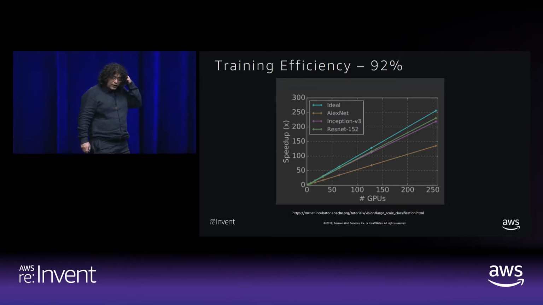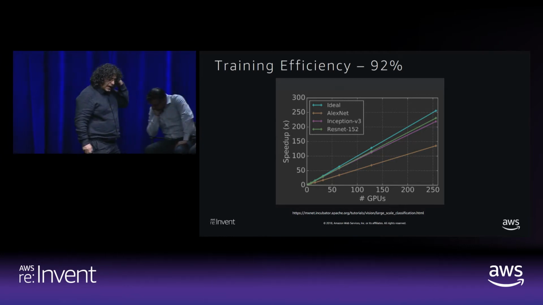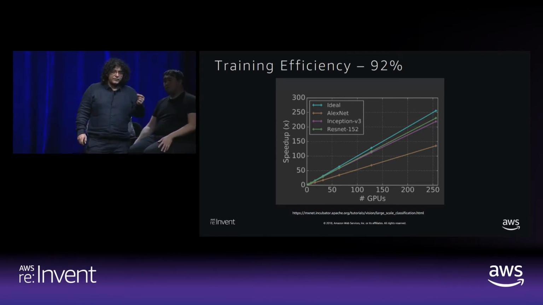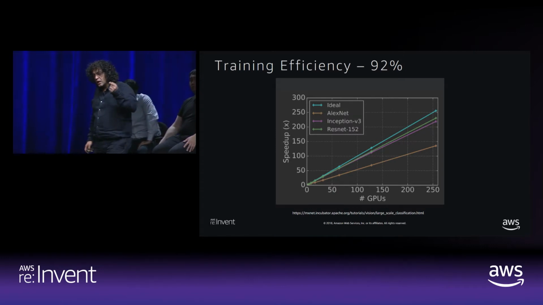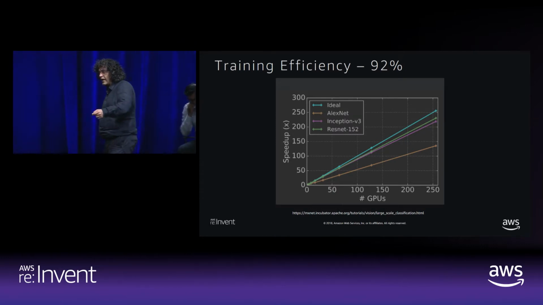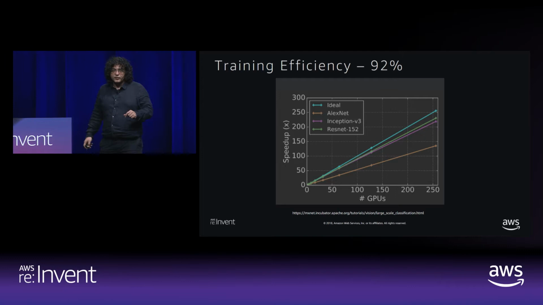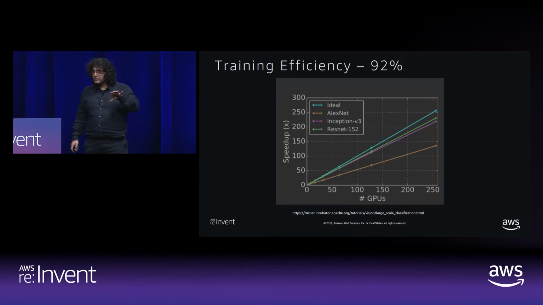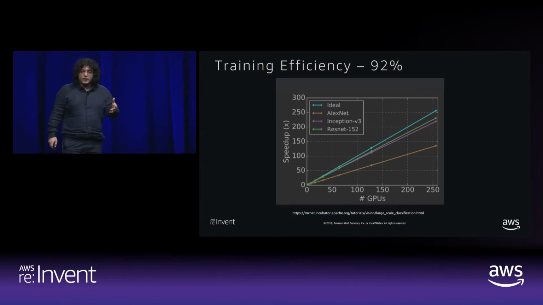Then if you look at it on 256, that includes things like network latency, and all of that. What we have ended up with is a 92% efficiency for ResNet 152, which is a very large network. That means as you basically throw twice as much compute, you become 182% faster. So that means it's almost linear for such a huge model. So that is training efficiency.